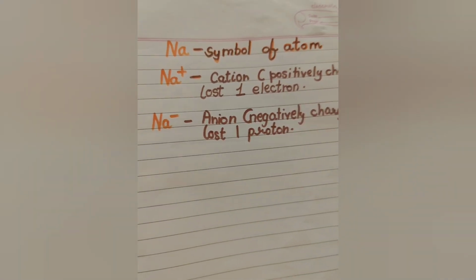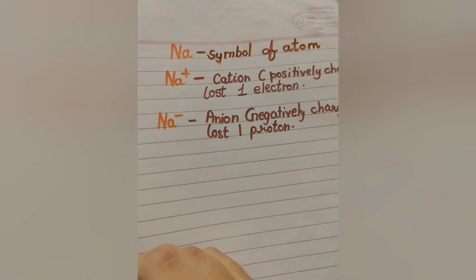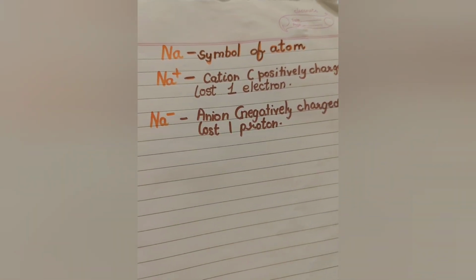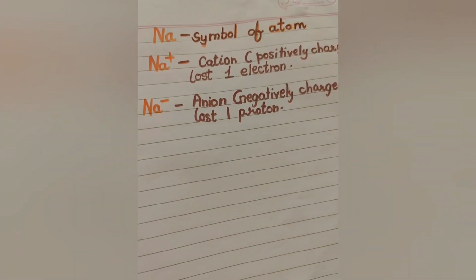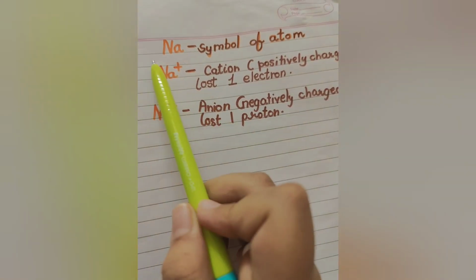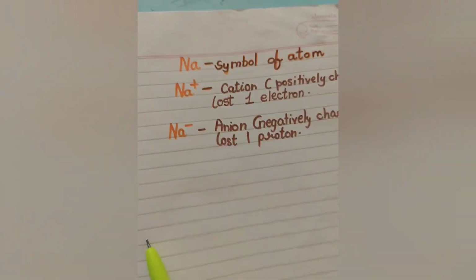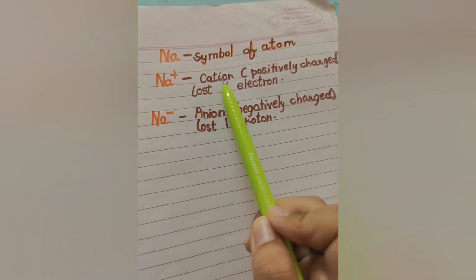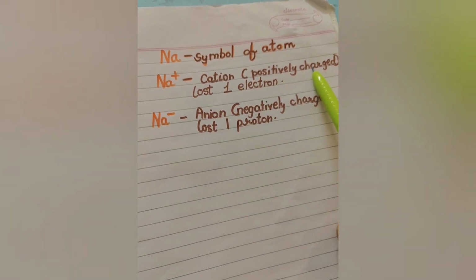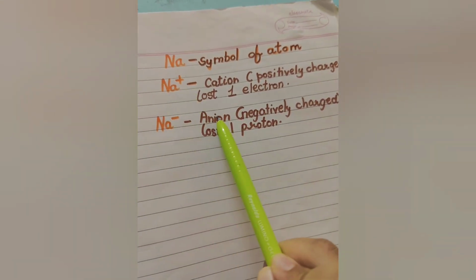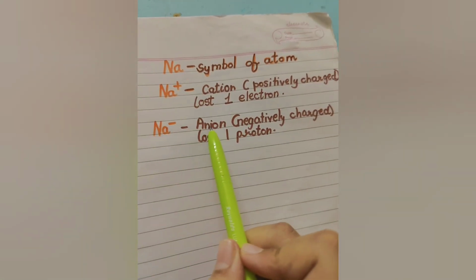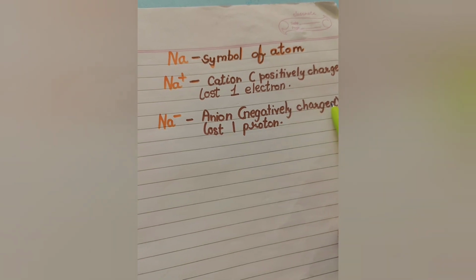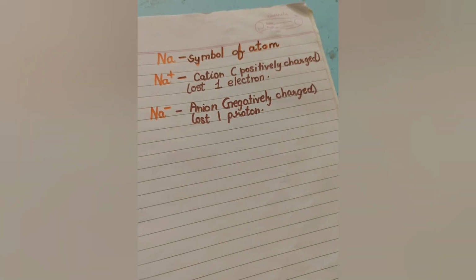Na. What is Na? Na is the symbol for sodium, from its Latin name, natrium. It's just a symbol of an atom. Na plus is a cation. It is positively charged. It has lost only one electron. Na minus is an anion, which means it is negatively charged. It has lost one proton.